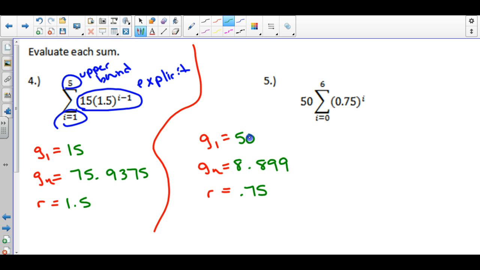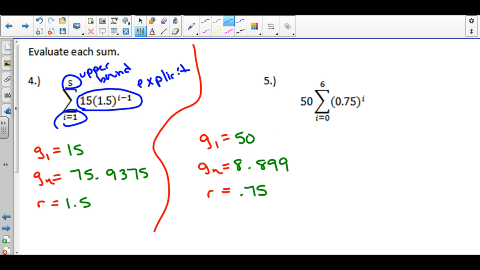So these numbers, if you think about it, we're starting at 50, and we're getting smaller. We are multiplying by a number that's less than 1. So these numbers are getting smaller and smaller and smaller. So 6 terms later, or 7 terms later, we're left with a value that's almost 9, and we started with 50.